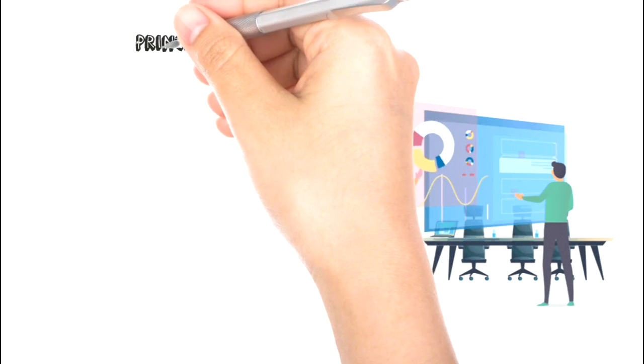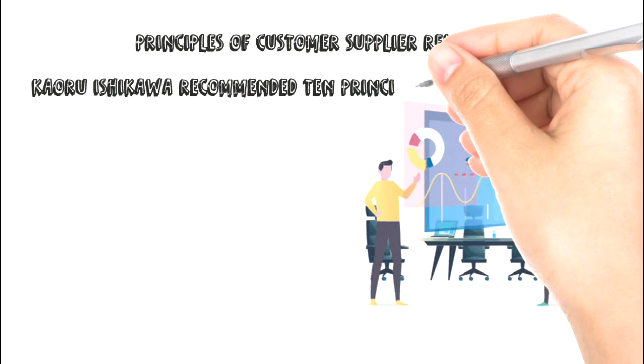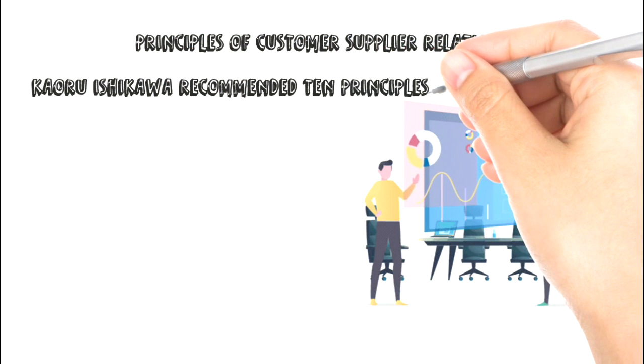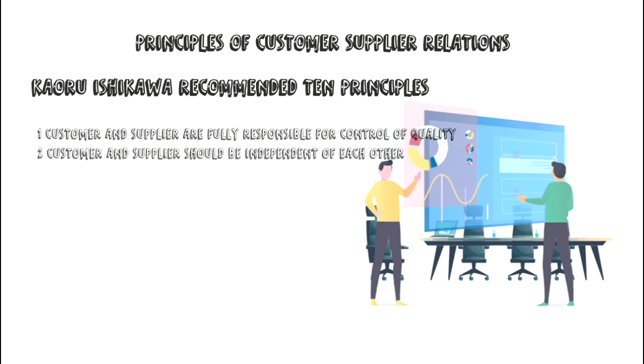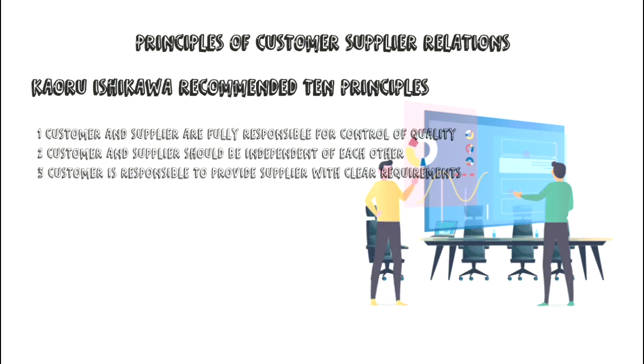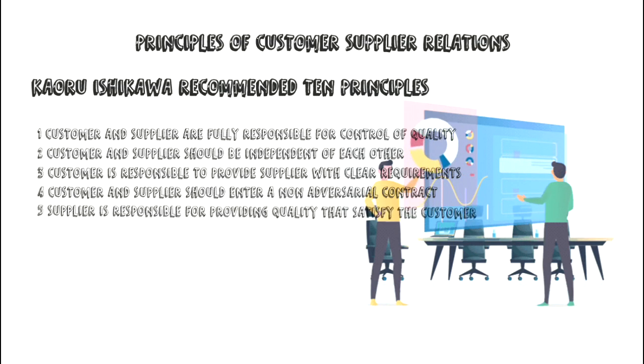Next are the principles of customer or supplier relations. Kaoru Ishikawa recommended 10 principles. Number 1, customer and supplier are fully responsible for control of quality. Number 2, customer and supplier should be independent of each other. Number 3, customer is responsible to provide supplier with clear requirements. Number 4, customer and supplier should enter a non-adversarial contract. Number 5, supplier is responsible for providing quality that satisfies the customer.